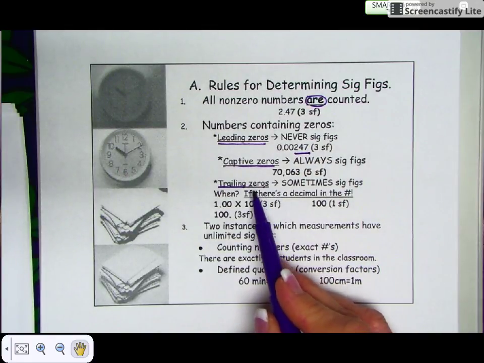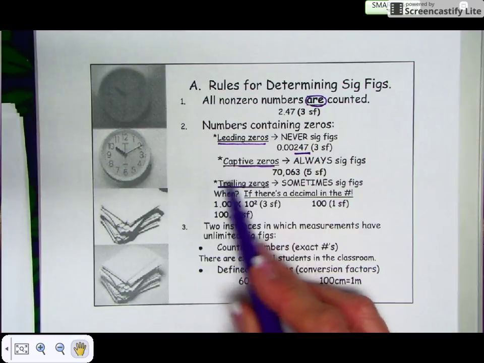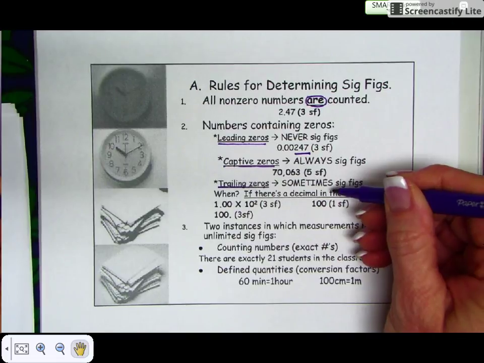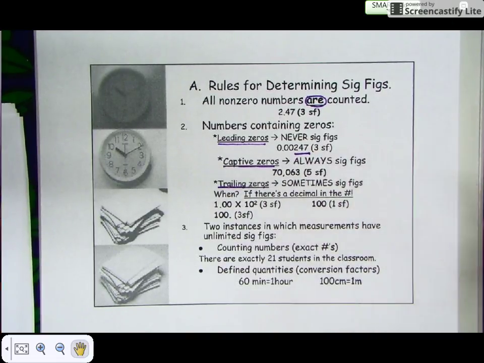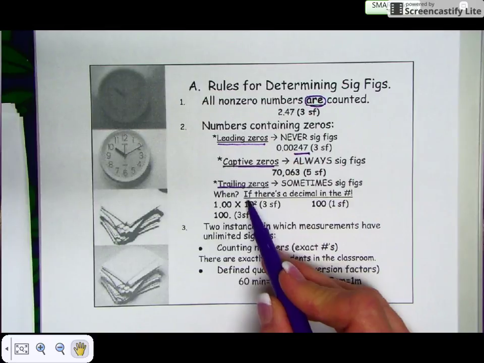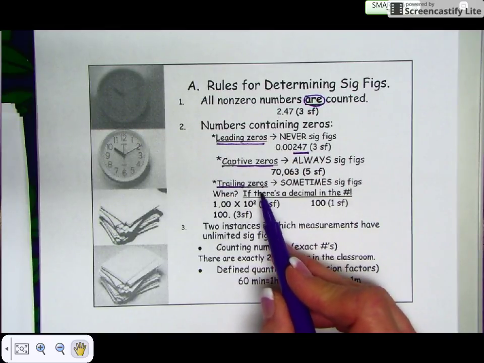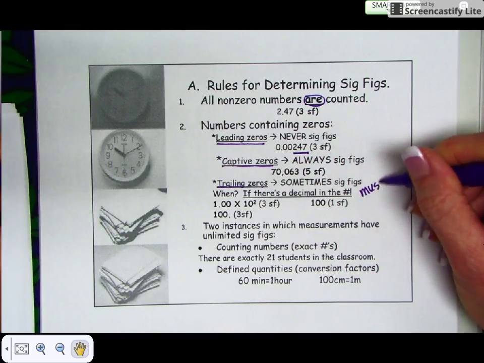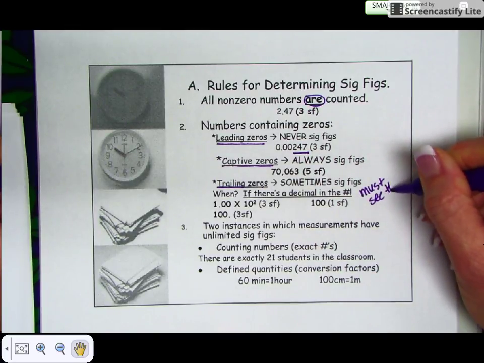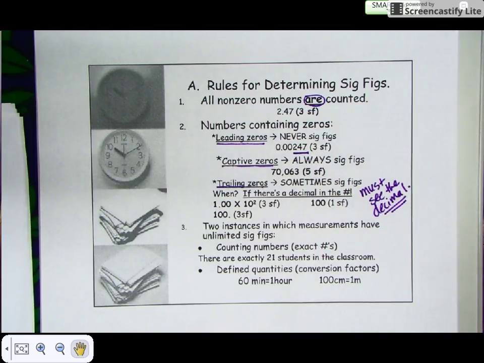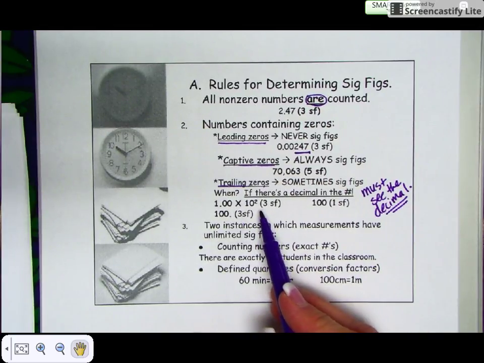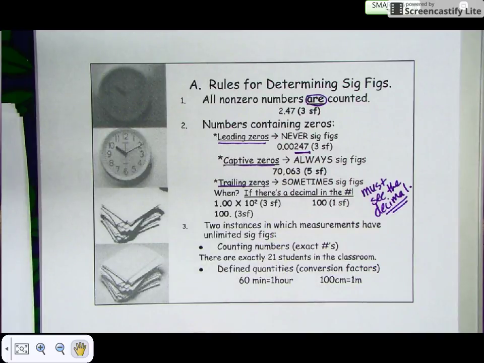Finally, you can have zeros that are at the end of your number, and these are called trailing zeros. The rule for trailing zeros is they sometimes count as sig figs. When do they count? You count a trailing zero only if you see a decimal in the number, and you must see the decimal. It would not be an understood decimal. So let's look at some examples of numbers that would have trailing zeros and talk about when we would and when we would not count them.